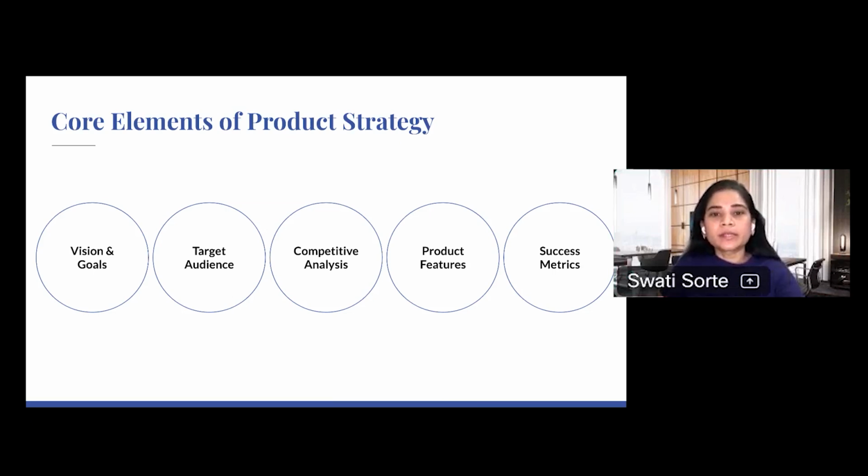Next element that goes into product strategy is the product roadmap, outlining the development plan for developing your product and releasing it, prioritizing the features and functionalities based on importance and feasibility. And how do you define the success metric? Anything that does not have a success metric is something you cannot track. So how would you measure the success? You need to define a success metric for that.